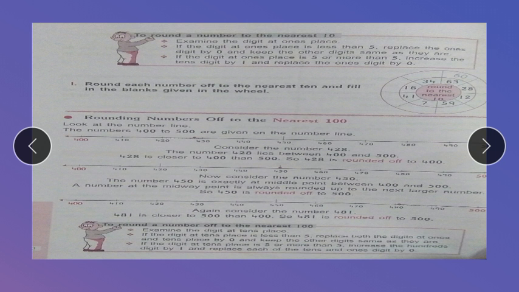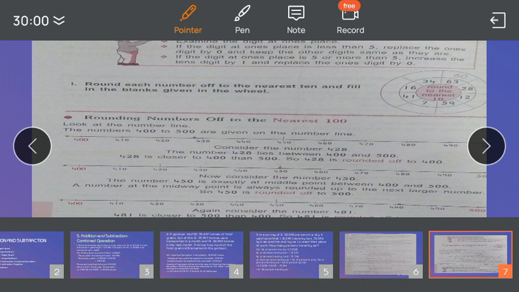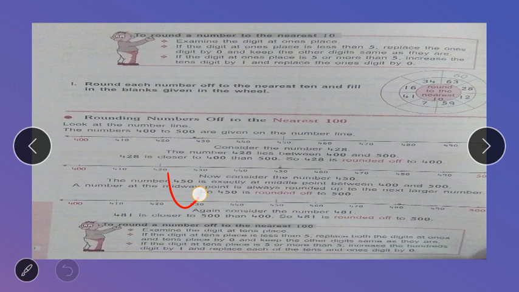Consider the number is 428. Just think the number that you have to round off, that is 428. Now you have to see, children, the number is 428. This is ones place, this is tens place, this is hundreds place. When you were rounding the number off to the nearest 10, you were looking at the ones place, isn't it? Now we have to round the number off to the nearest 100.